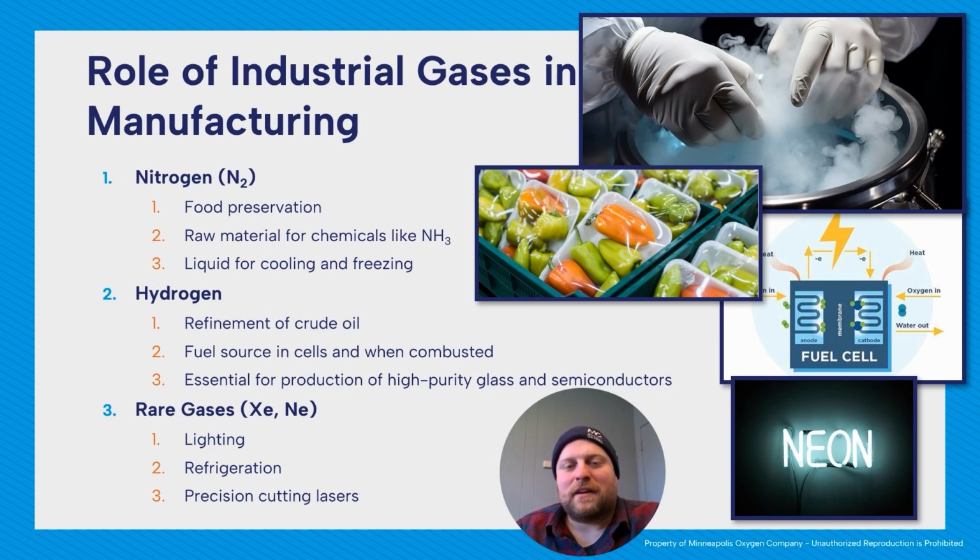Hydrogen is used a lot for refinement of crude oil into other types of hydrocarbons to use. Hydrogen is a fuel source in hydrogen fuel cells out there in the world. And then it's also essential for production of high purity glass and semiconductors. And then we have our rare gases like xenon, neon, those noble gases, used a lot in lighting, refrigeration, precision cutting lasers, that sort of thing.